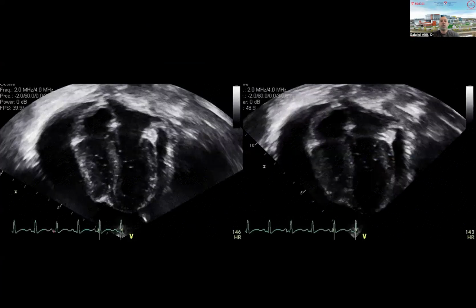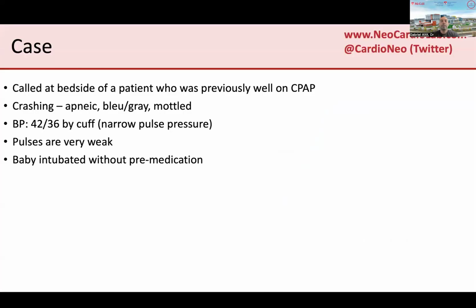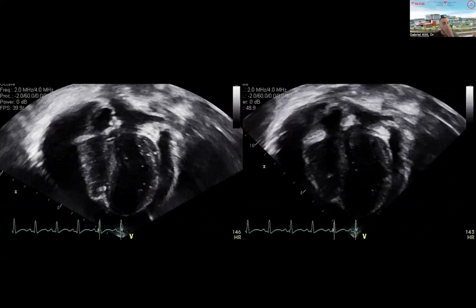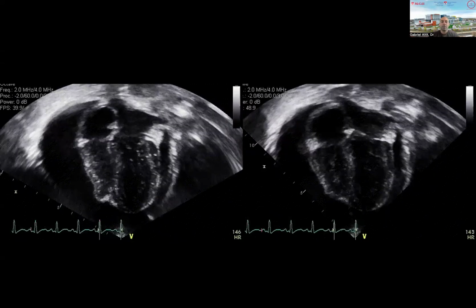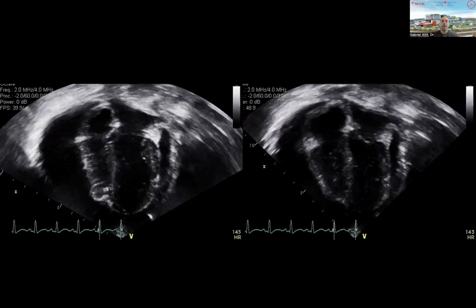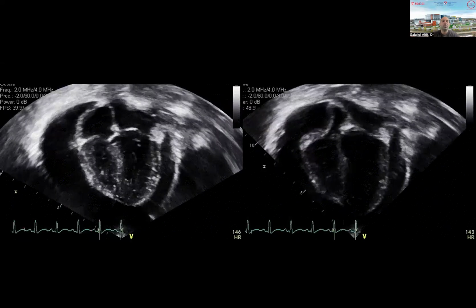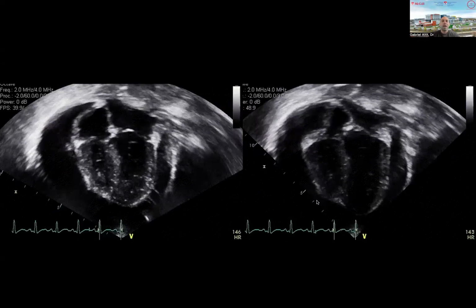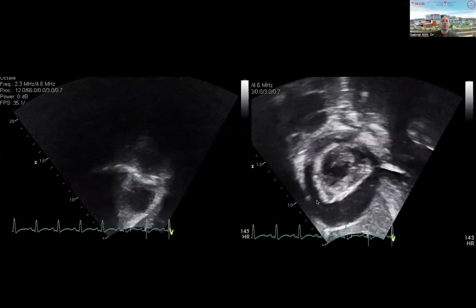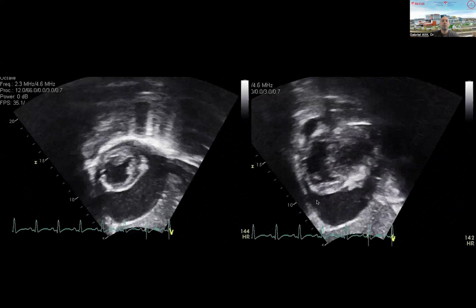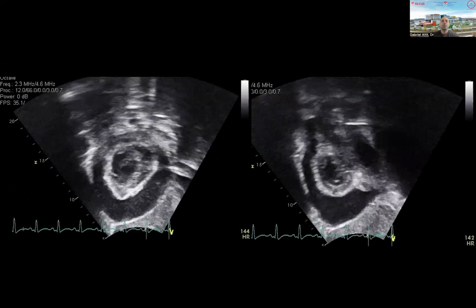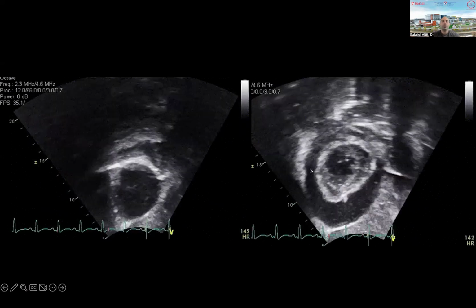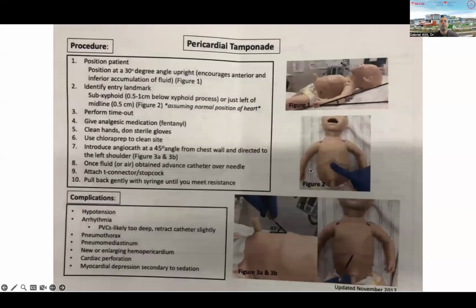The last case is a baby that's crashing, who was previously well and has central line access. And you can see that this is secondary to a tamponade. In these preterm infants, you're actually happy that you've narrowed down the physiology, because it's not an inotrope or cardiovascular medication that will improve this patient, but really drainage. This is a subcostal view where you can see the heart floating in the pericardial sac.